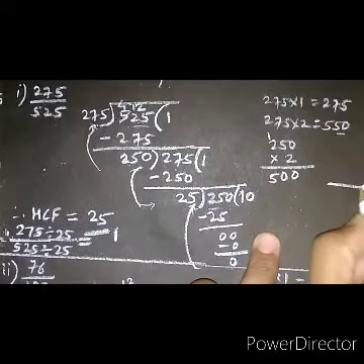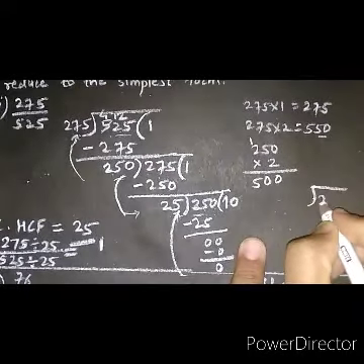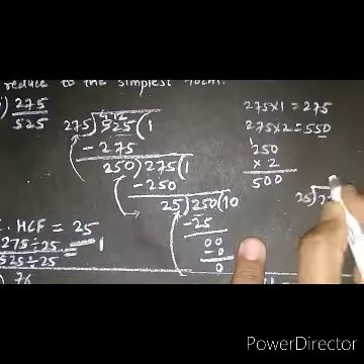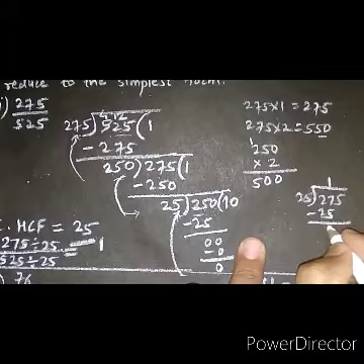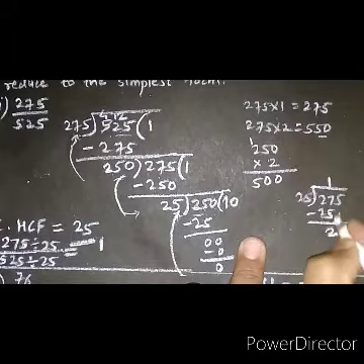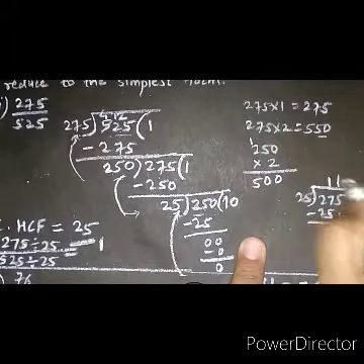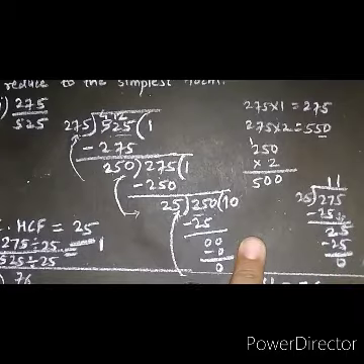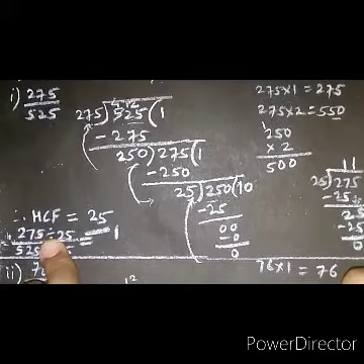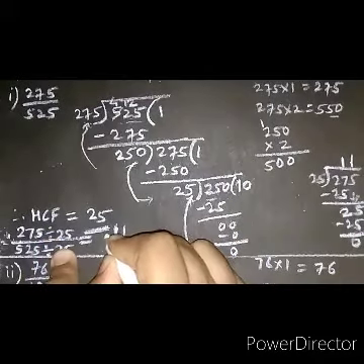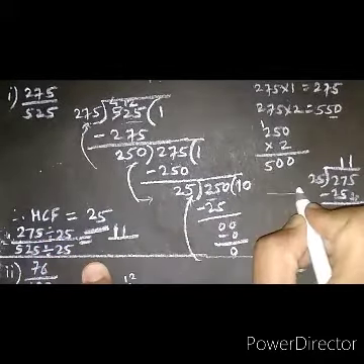Now see here, 275 divided by 25. 25 ones are 25. 27 minus 25, that is we got 2. Now we have to take 5. 25 ones are 25. So remainder we got 0. 25 minus 25, 0. So here 275 divided by 25, we got 11.